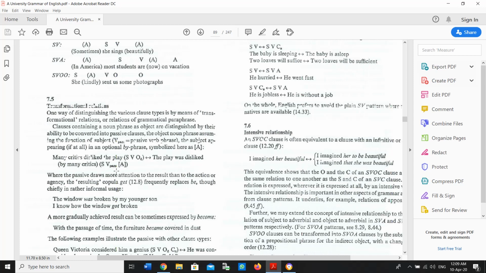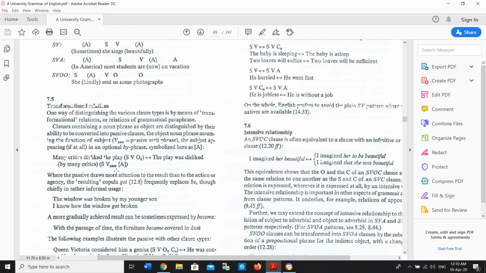Clauses containing a noun phrase as object. واحدة من شروط الباسف: there should be an object to occupy the position of the subject. هاي واحدة من شروط الباسف. There should be a noun phrase as an object. And a noun phrase as object is distinguished by its ability to be converted, تتحول into passive clauses. The object noun phrase assuming the function of the new subject. راح يجي يقعد وين؟ مكان السبجكت.